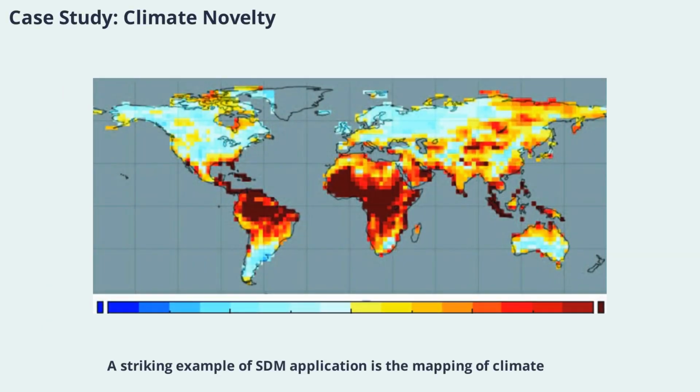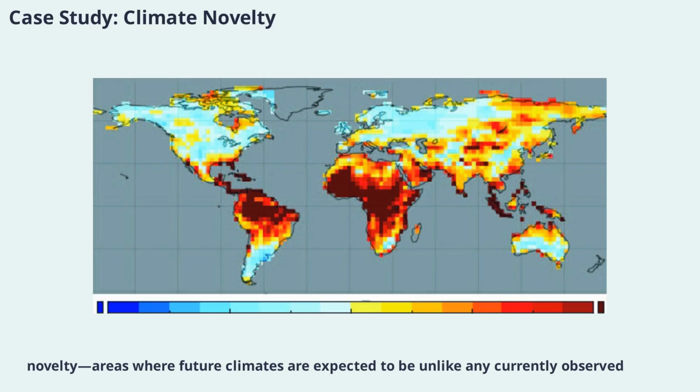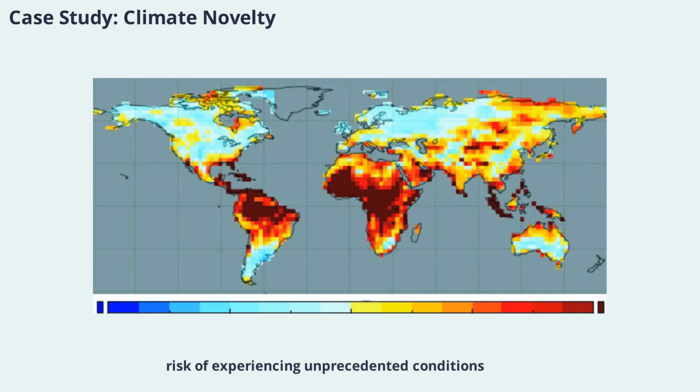A striking example of SDM application is the mapping of climate novelty, areas where future climates are expected to be unlike any currently observed. By comparing present and projected climates, researchers can identify regions at risk of experiencing unprecedented conditions, which may challenge the survival of existing species. These insights are vital for proactive conservation and adaptation planning.